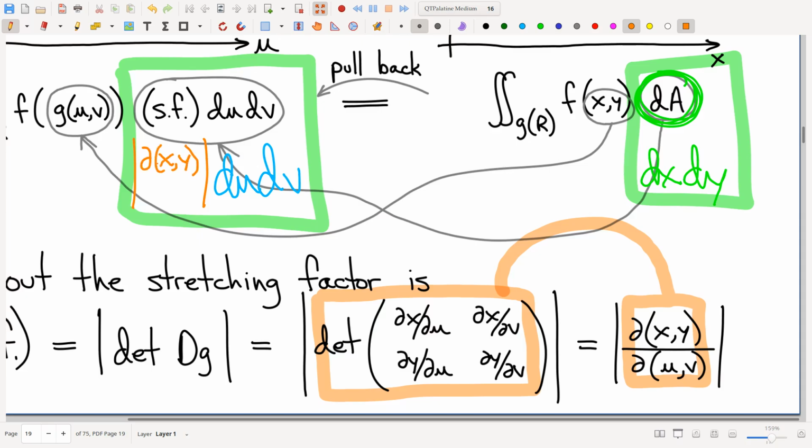Partial xy, partial uv. Haven't really done anything yet. I'm just plugging in the formula for what the stretching factor is. And now here's why I say this behaves kind of like a fraction. The following is nonsense. The following is garbage. But it's very convenient garbage that will always lead you in the right direction. So this is very convenient, very valuable.